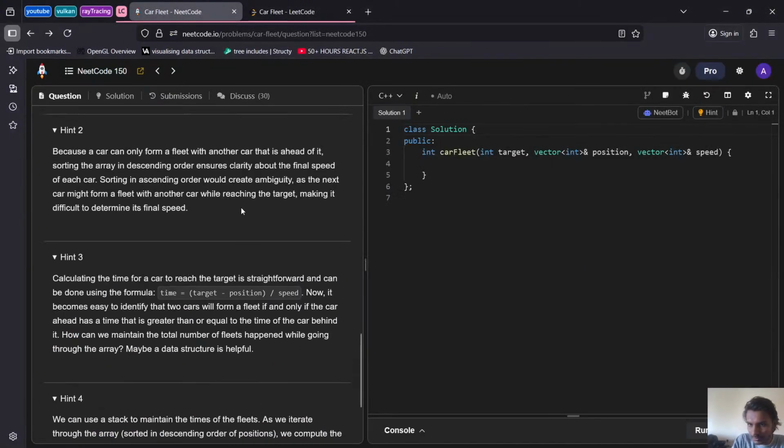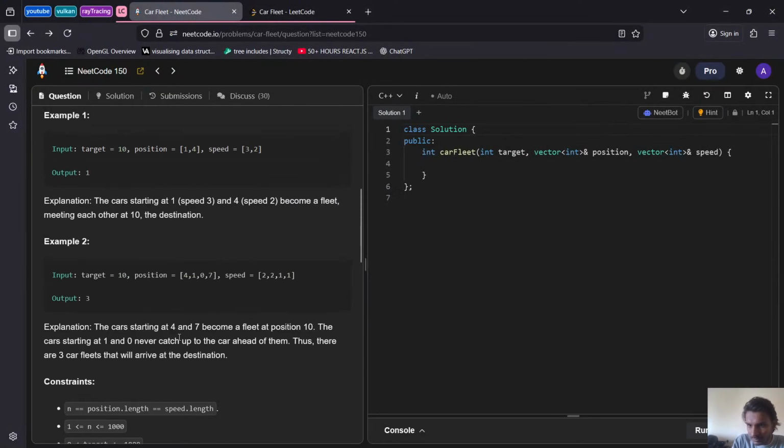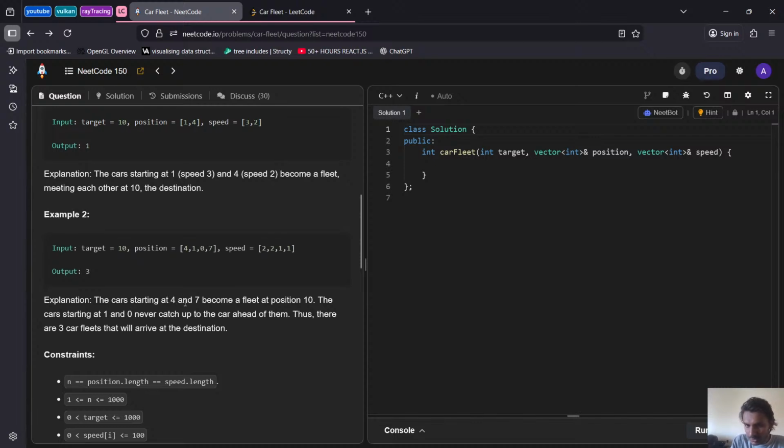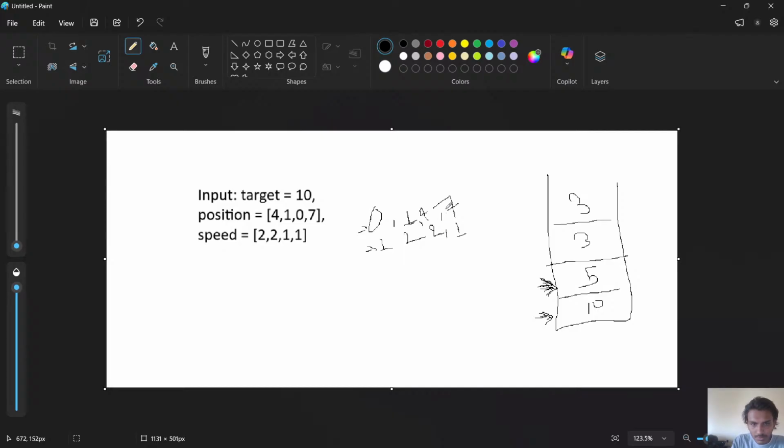So the cars starting at 4 and 7 become a fleet at position 10. So this will be like 6, 8, then 8, 9, and then this will become a fleet at the end.